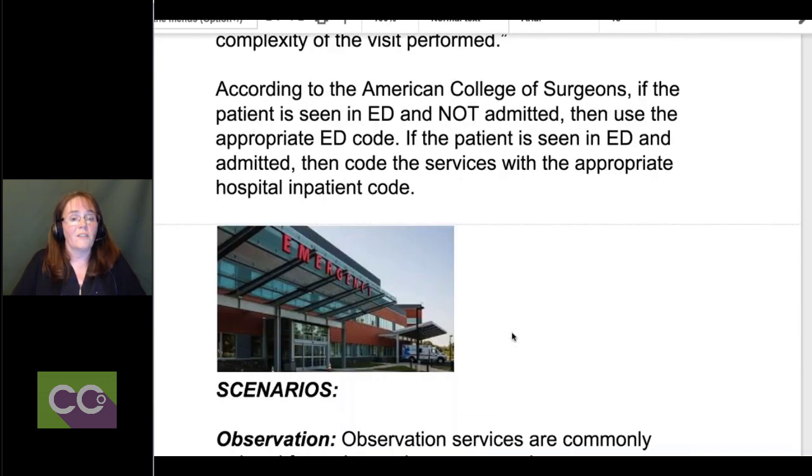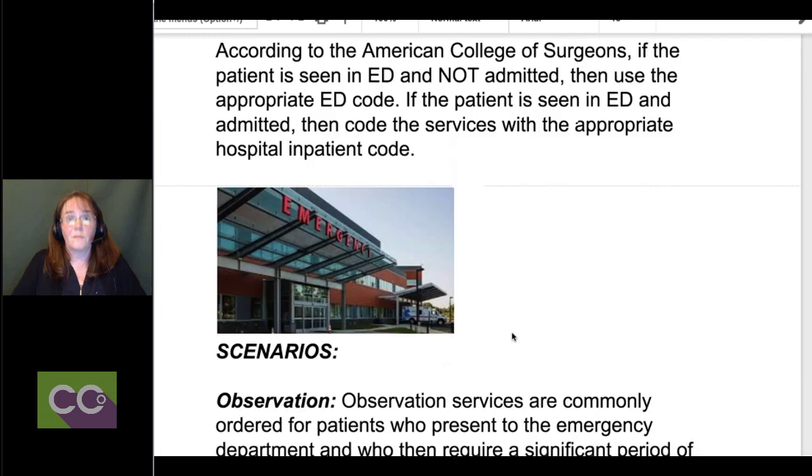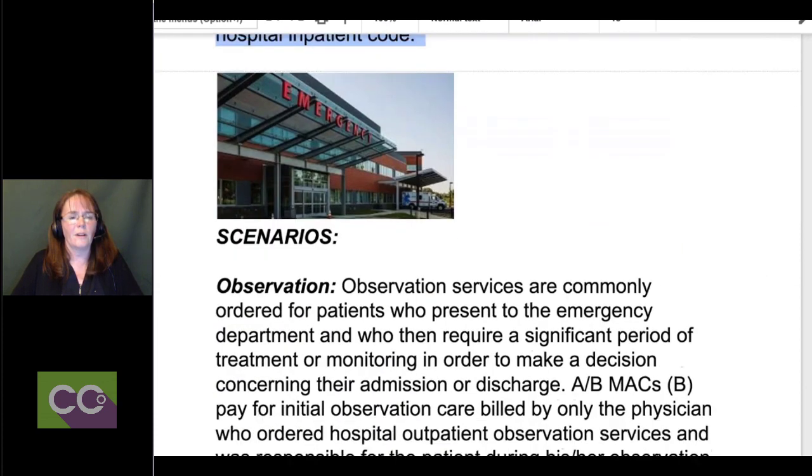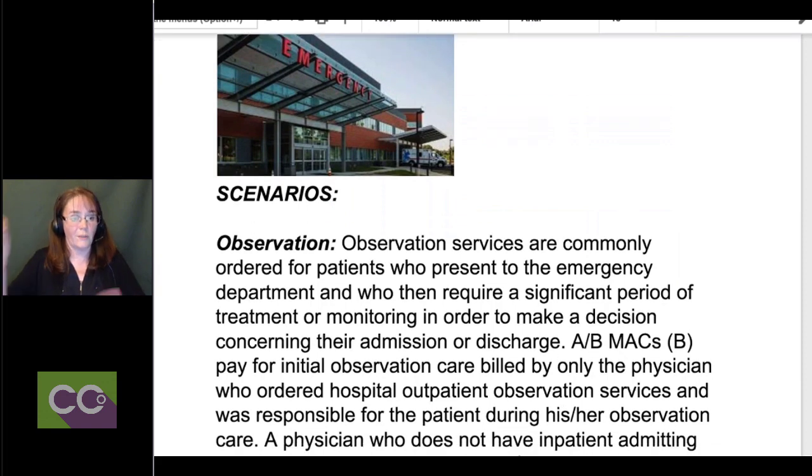The American College of Surgeons also stated it as well. If the patient is seen in the emergency department and not admitted, then you use the appropriate emergency code. If they were seen in the emergency department and then admitted, you have a hospital inpatient code. There are a lot of different scenarios that I just described a little bit and can go over a little bit more.